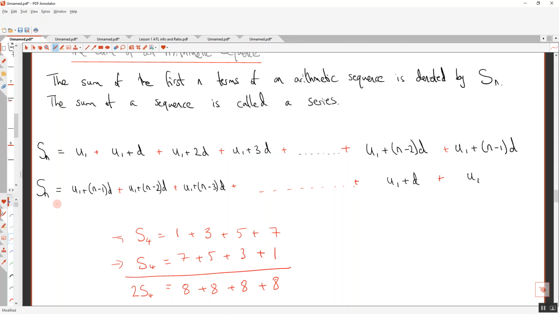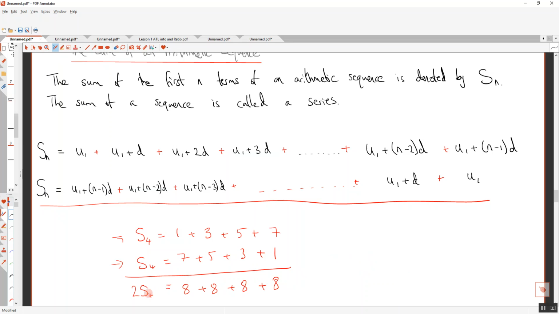Yes, Greg? I feel like I'm going to be wrong in saying this, but would the formula then be U1 plus U1 plus n minus 1d, times n over 2? Why is it over 2? Because then you want half the numbers. At the bottom row, 8 plus 8 plus 8 plus 8 is 32, and in actuality, the sum of the series is 16. Right, okay, very good.